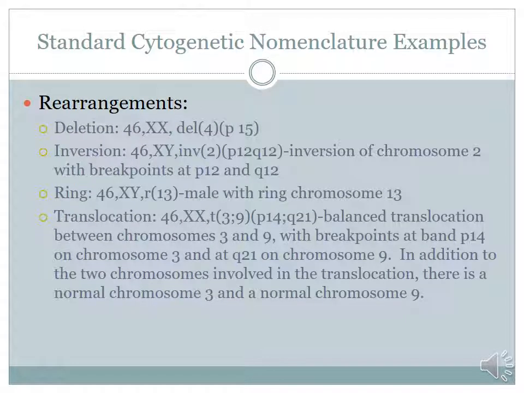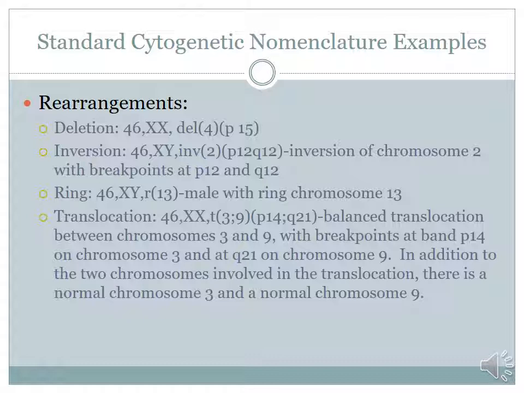Here are some other examples. If we're looking at rearrangements, for example, a deletion, then we could have a female with 46 chromosomes who has a deletion of 4p15. An inversion with a male: inv(2)(p12q12) is an inversion of chromosome 2 with breakpoints at p12 and q12. For a ring chromosome, a male with 46 chromosomes has a ring chromosome 13.